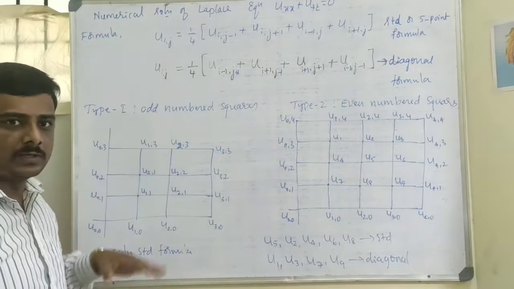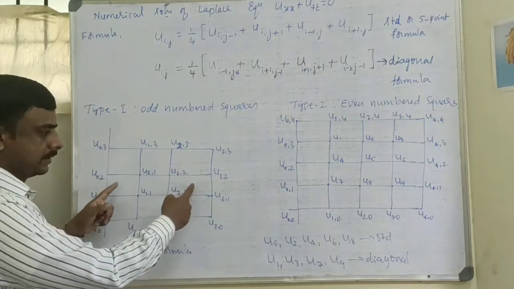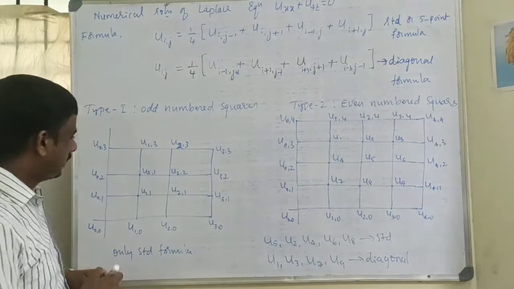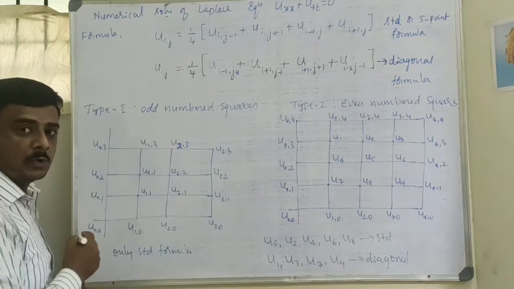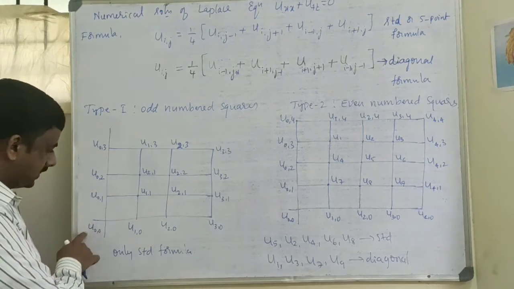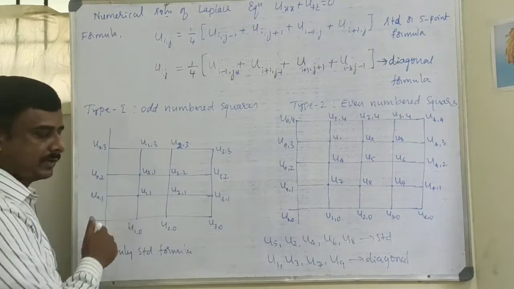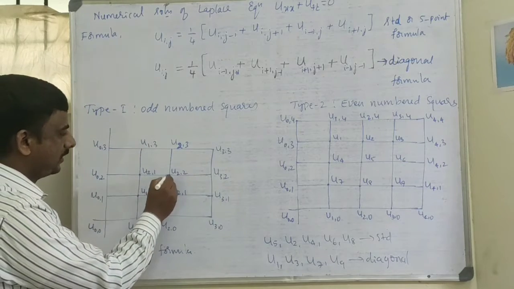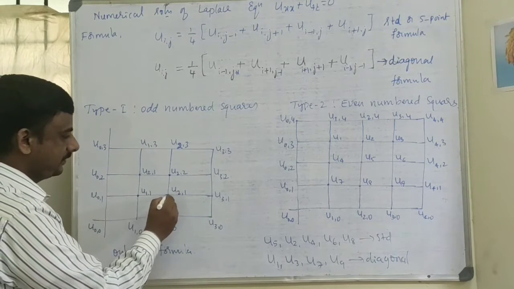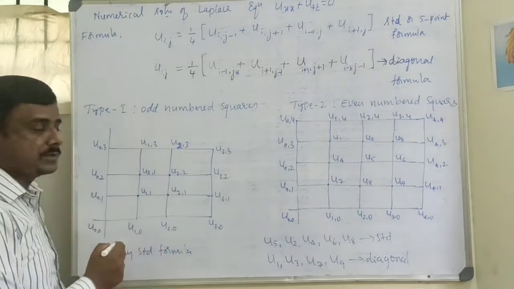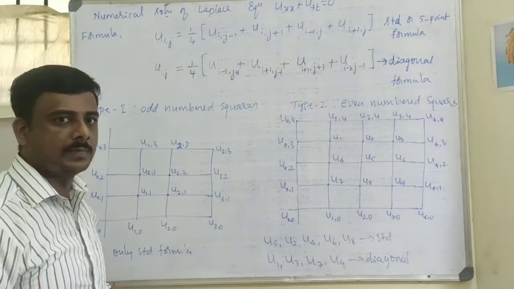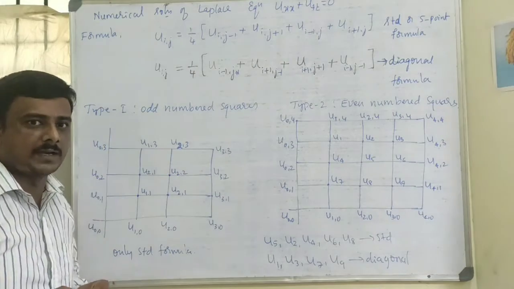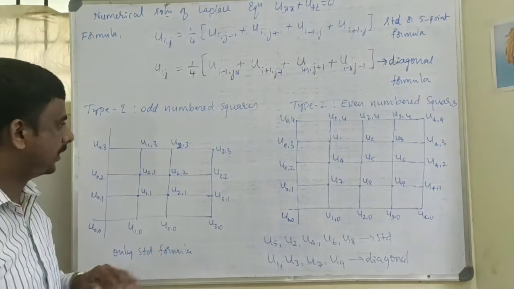In the case of odd numbered squares, the given square will be like this, where all the boundary values are given. We are supposed to find only these 4 values. To find these 4 values, we will apply the standard formula. So in the case of odd numbered squares, we use only the standard formula or 5-point formula.